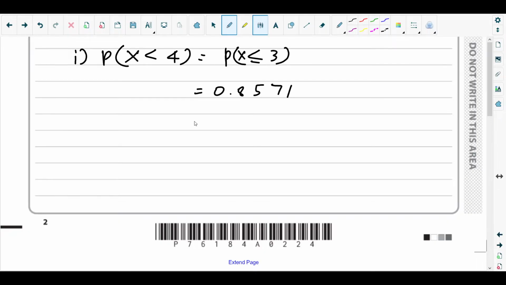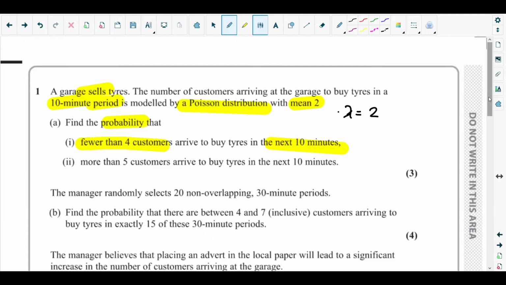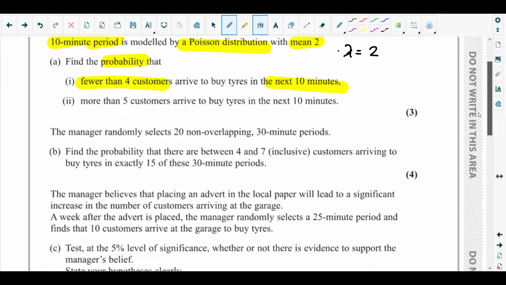0.8571, so you can give the answer to 3 significant figures, that is 0.857. Okay, next, part 2. In part 2, what have they asked? We need to find the probability that more than 5 customers arrive to buy tires in the next 10 minutes.